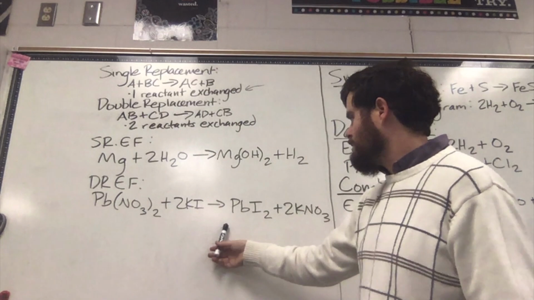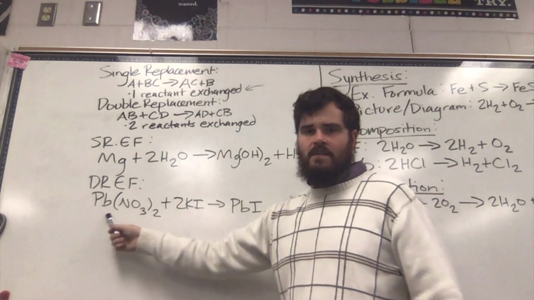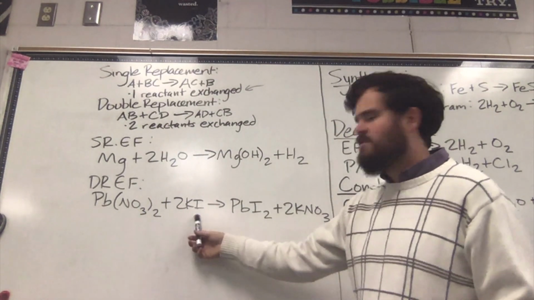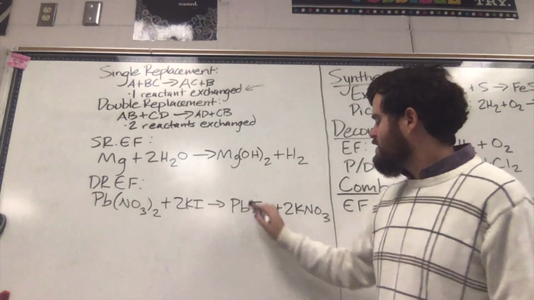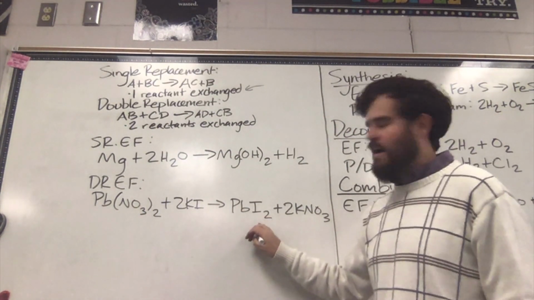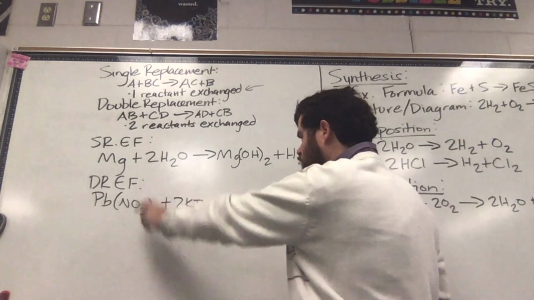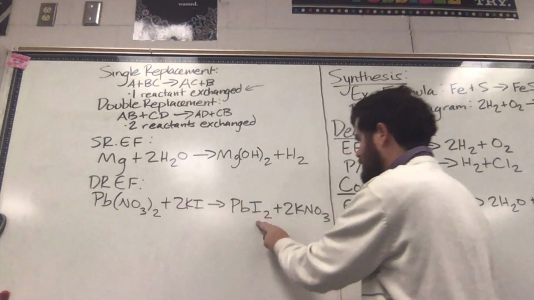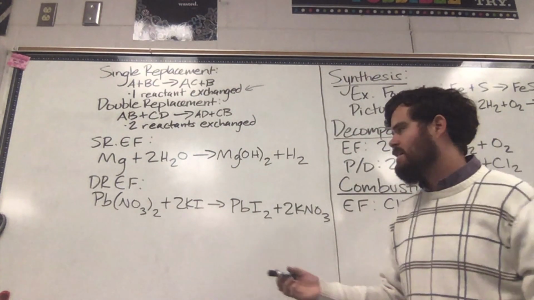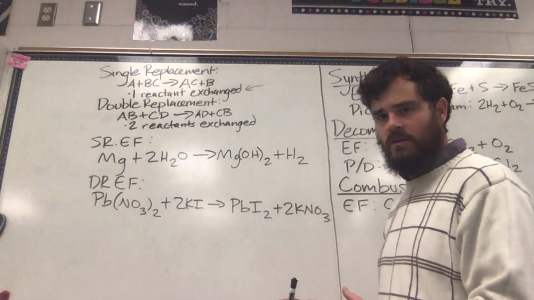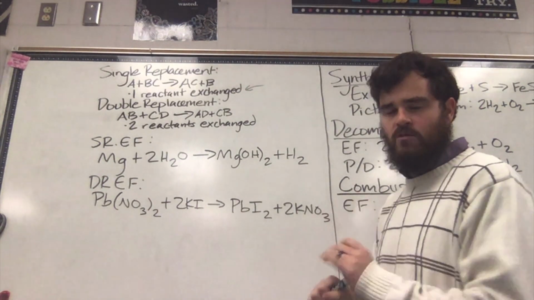Your double replacement is pretty similar. I think this is potassium nitrate, if I'm correct. Double check me. Potassium nitrate, and this is potassium iodide. So what happens is they swap, and you end up getting lead iodide, and you end up getting potassium nitrate. So the NO3 swapped over to K, and the I swapped over to Pb or lead. That's actually lead, my bad. So two people swap places. So write that formula down, get it on your notes, and we're going to roll on to the back.